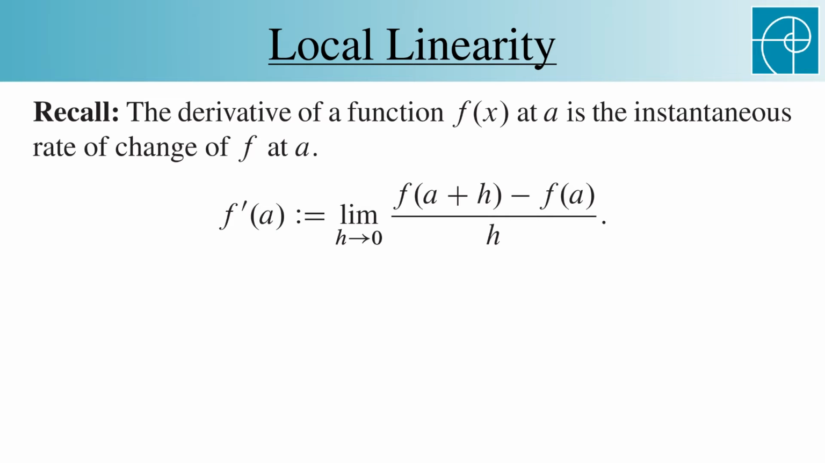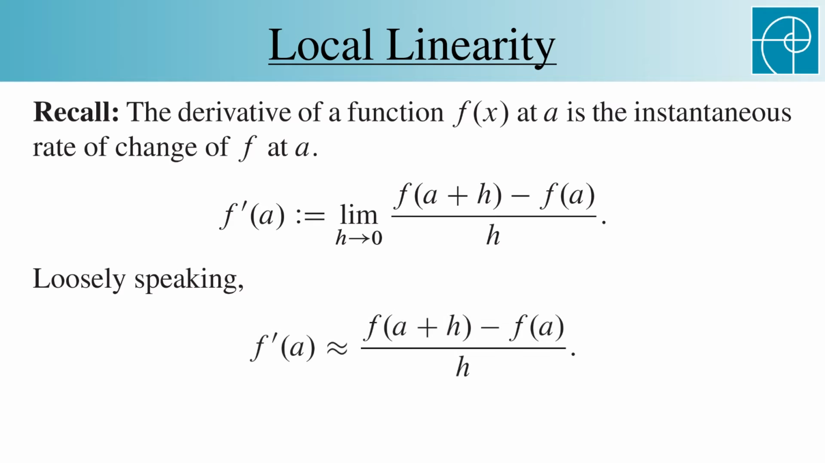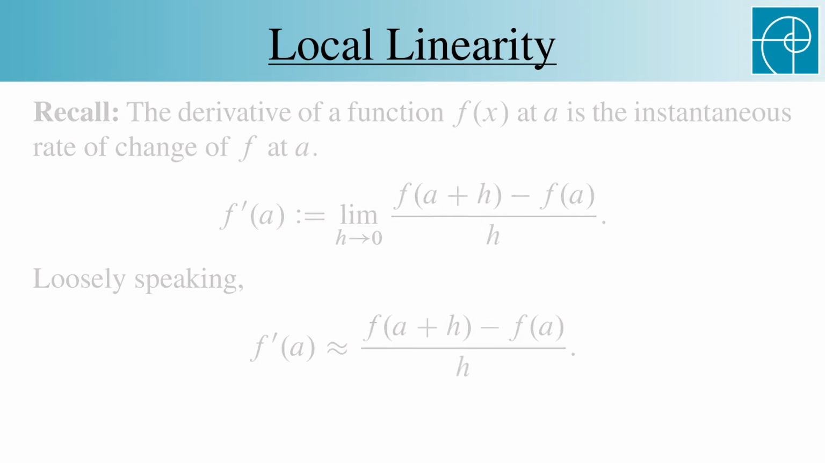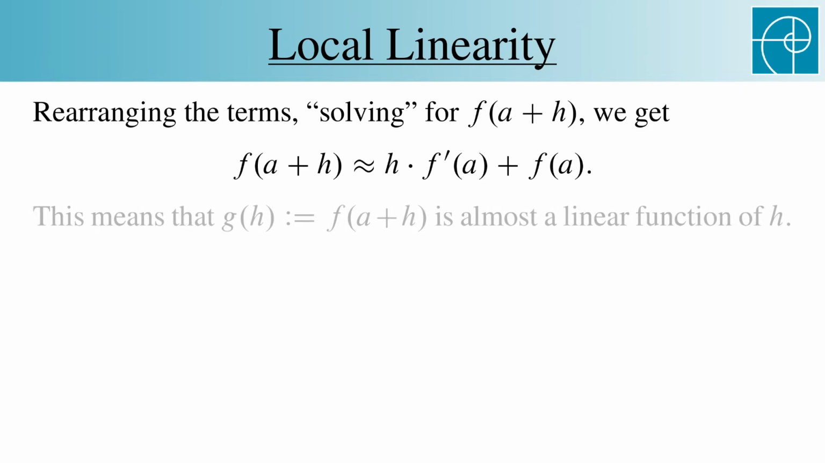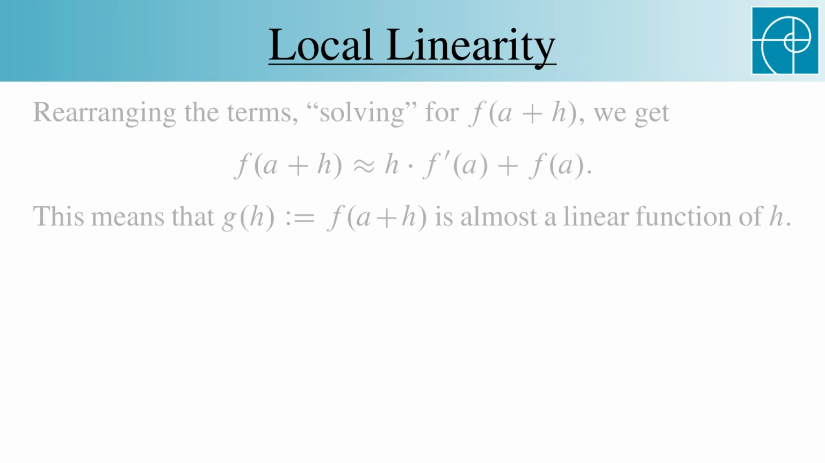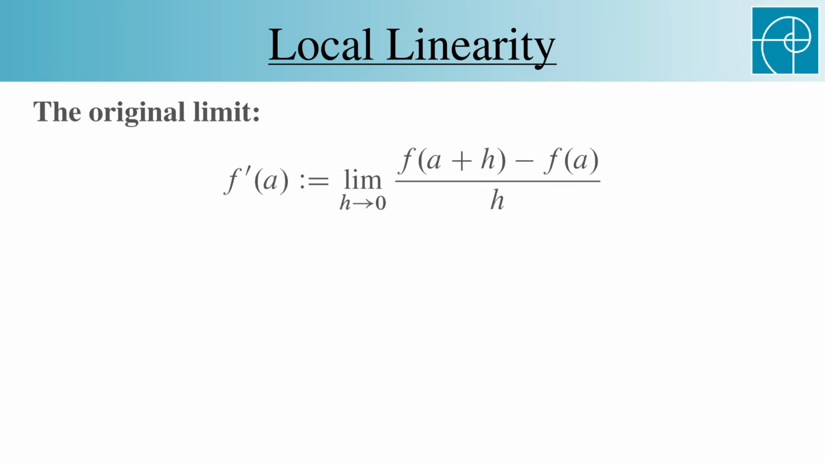Let's take an informal look at this limit. Loosely speaking, it means that f prime of A is almost equal to the difference quotient. If we rearrange the terms, we get this expression, which means that the new function g of h is almost a linear function in h. But g is just f shifted to A, so this is just saying that near A, f of x is almost a linear function.